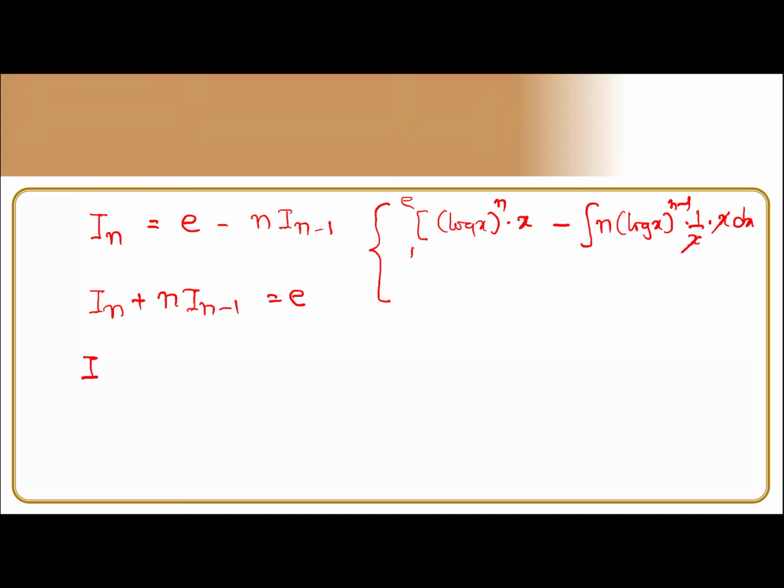So therefore I_2011 plus n I_2010 is obviously e. What is n here? Again 2011. So E is the option.